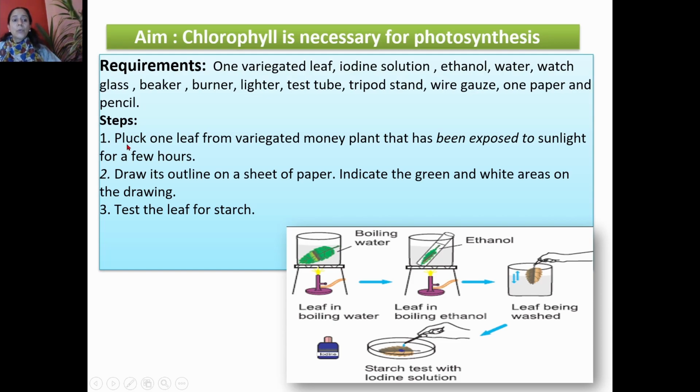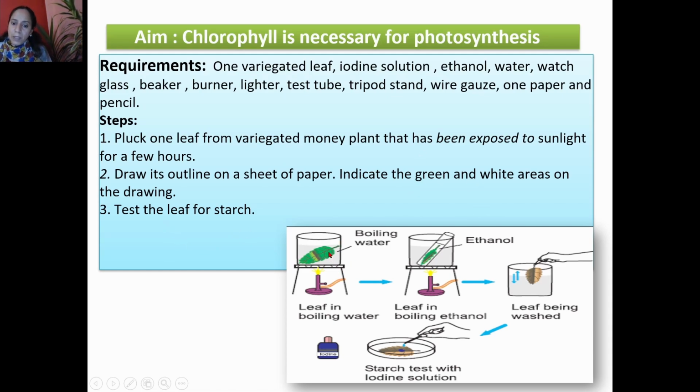So what we will do, we will pluck any variegated leaf. It can be money plant, it can be any, which is exposed to sun for a few hours. Thereafter, we will draw its outline on paper, and we will also mark which part was green and which was non-green or variegated. After that, we have to test that leaf for starch.